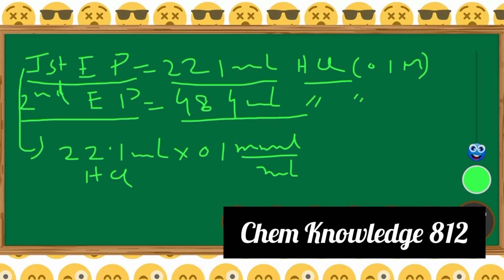So 22.1 ml into 0.1 millimole per ml: the ml will be cancelled and we will get millimole. So it will be equal to 2.21 millimole of HCl is used in the first endpoint.